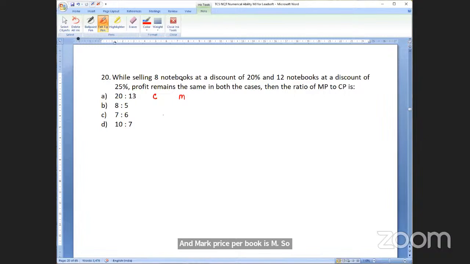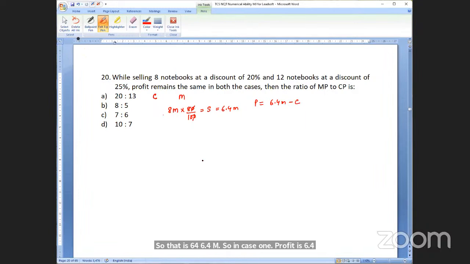So let CP per book is C and mark price per book is M. So when he's selling 8 notebooks, total collection of money is 8M, but is sold at 20% discount. That means recovery is of 80% only. So that becomes the selling price in this case. So that is 6.4M. So in case 1, profit is 6.4M minus C.